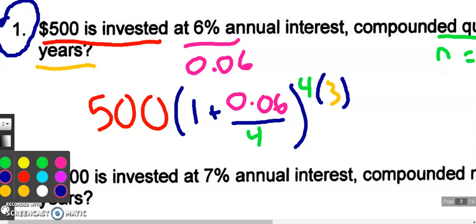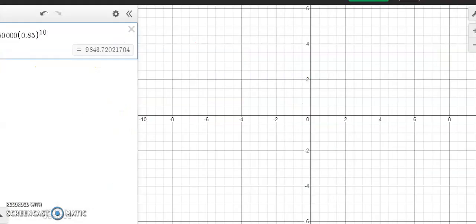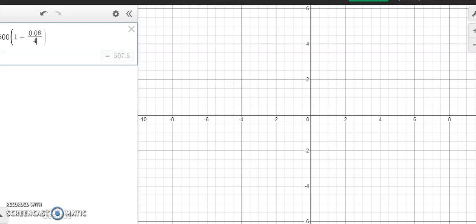So the amount I end up with will be equal to this formula. So I've got 500 times 1 plus 0.06 over 4 raised to the 4 times 3 power. So let's go ahead and put that in. So we said 500 times 1 plus 0.06 over 4 raised to the 4 times 3 power.